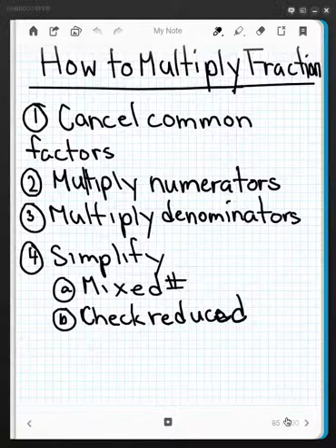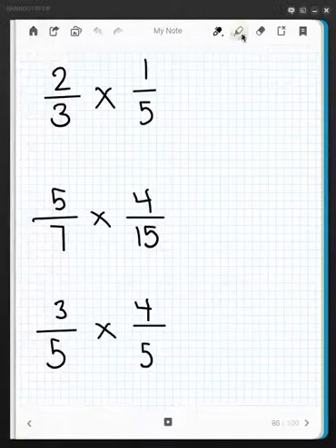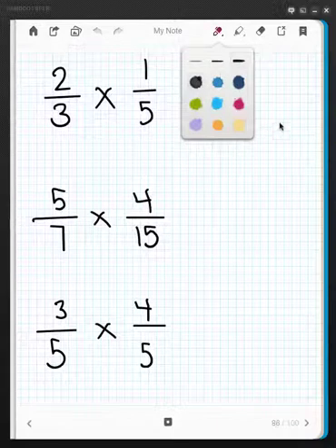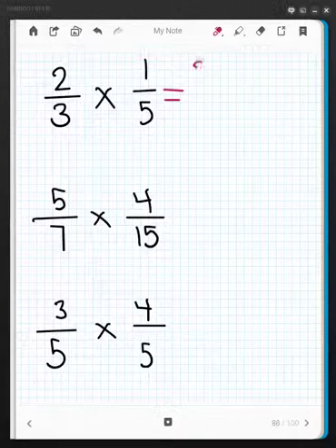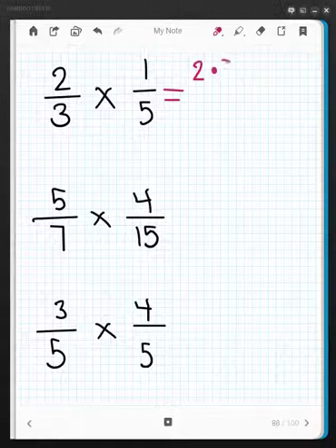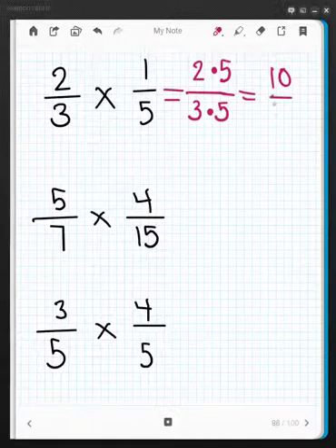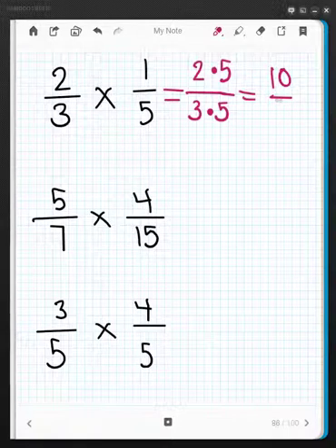So now let's practice our skills. If I have 2/3 multiplied by 3/5, I look numerators to denominators. Nothing in common, so I'm simply going to multiply the numerators. So this looks like 2 multiplied by 5. Remember that dot means multiply. 3 multiplied by 5. So 2 times 5 is 10, and 3 times 5, 2 times 1, what am I doing here?